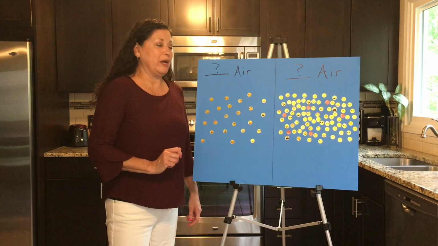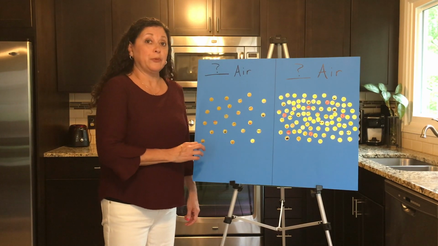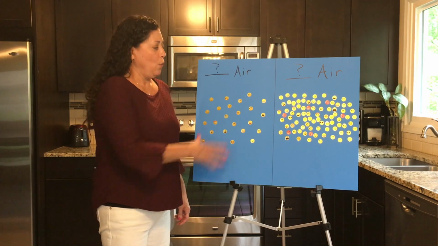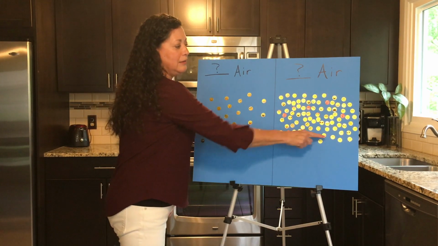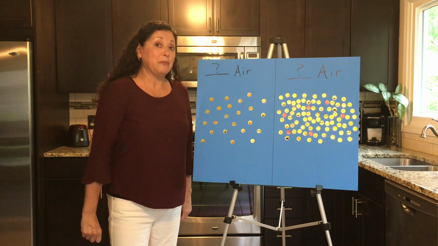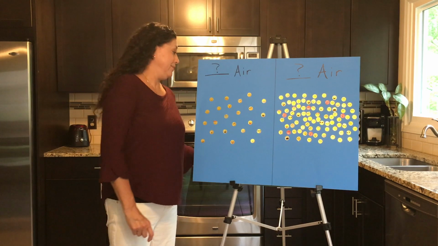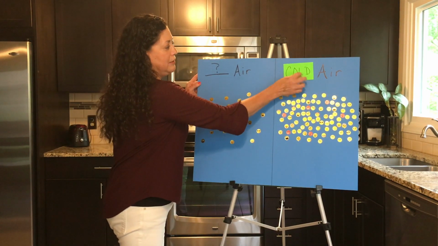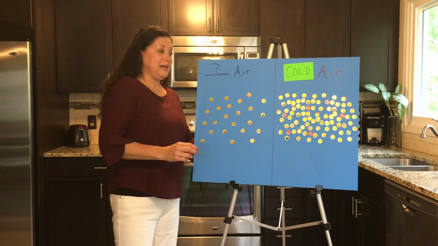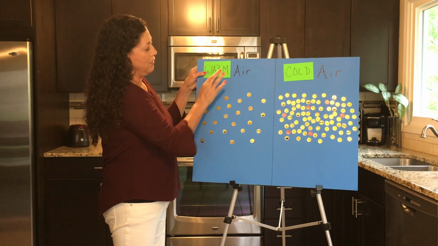So here's a quick quiz. I've got some emoji stickers, and they represent air molecules. One side, here's my emoji stickers. The other side, there's emoji stickers. Can you tell me which one is warm air and which one is cold air? If you guessed this was cold air, you are correct. And if you guessed this is warm air, you are correct.